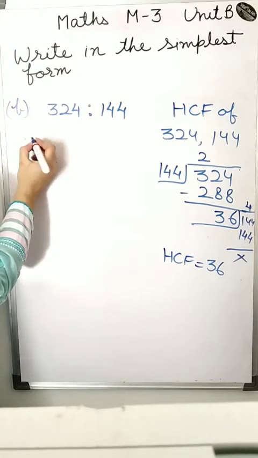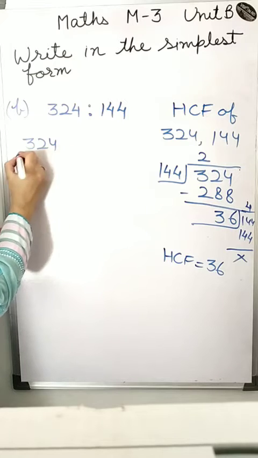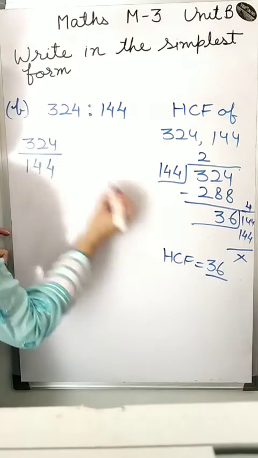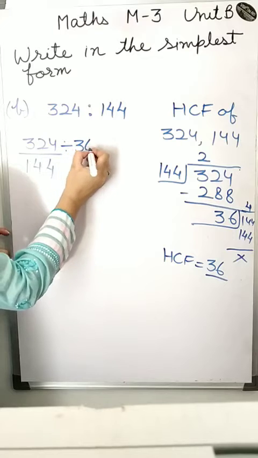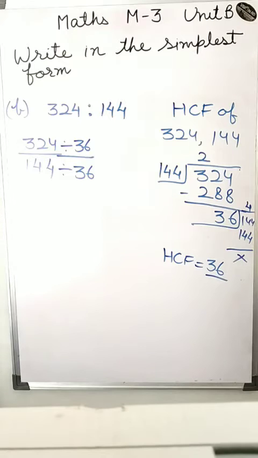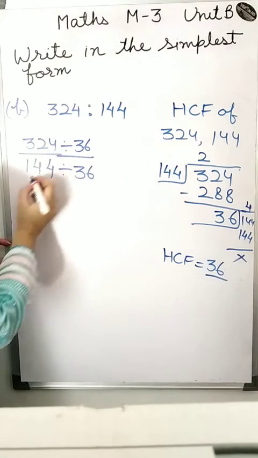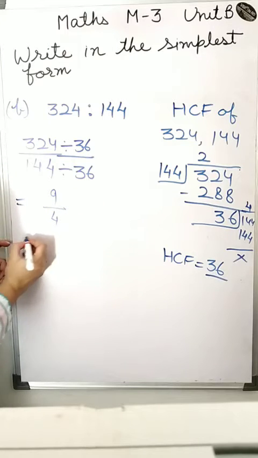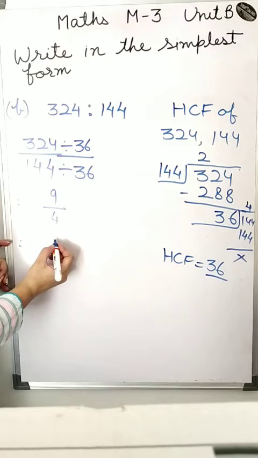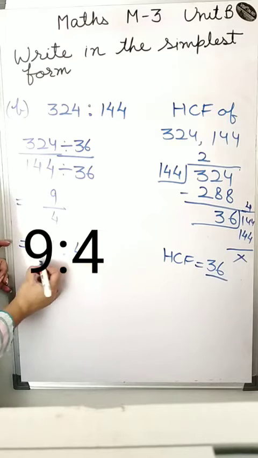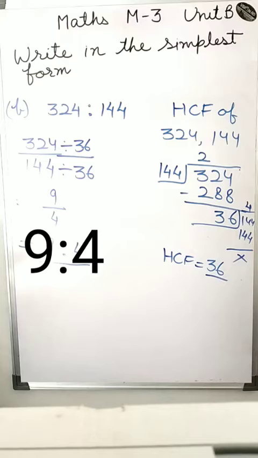Now what do we do next? Write this in the form of a fraction, okay? And divide these two numbers by 36. Divide them by 36. So what do you get? After the division, it is equivalent to 9 and 4. So you write it in the simplest form, meaning in the form of a ratio: 9 ratio 4. So this is the answer. Okay everyone? So this is the simplest form of these numbers.